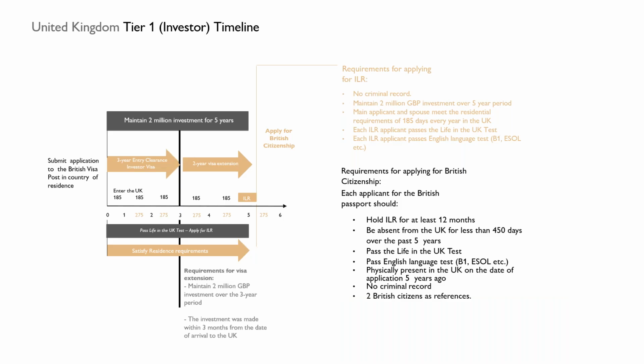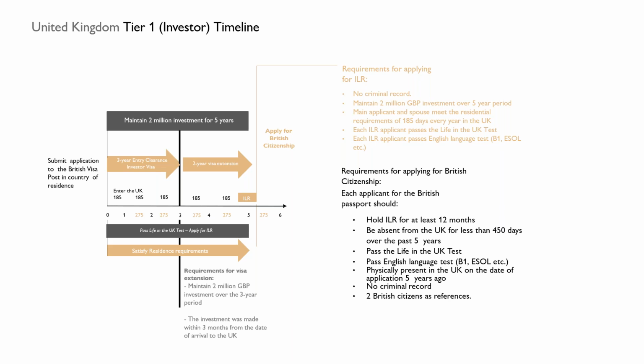This is the timeline for the program. The first residence permit, if it's an investment of 2 million, is granted for 3 years. After 3 years, subject to the investment being maintained, the applicant would qualify for the extension for 2 more years. After 5 years of the investment being maintained, the main applicant and family apply for indefinite leave to remain, which is permanent residence, and the requirements here are specified.